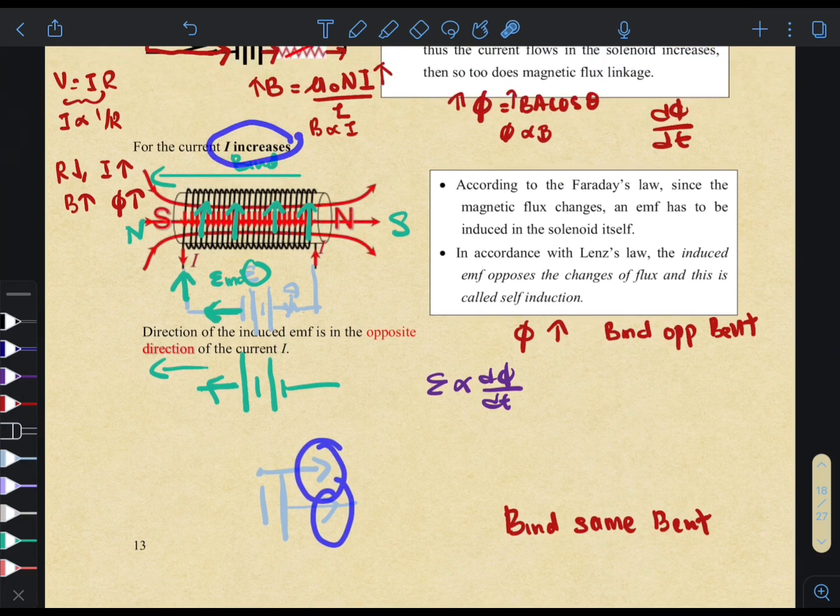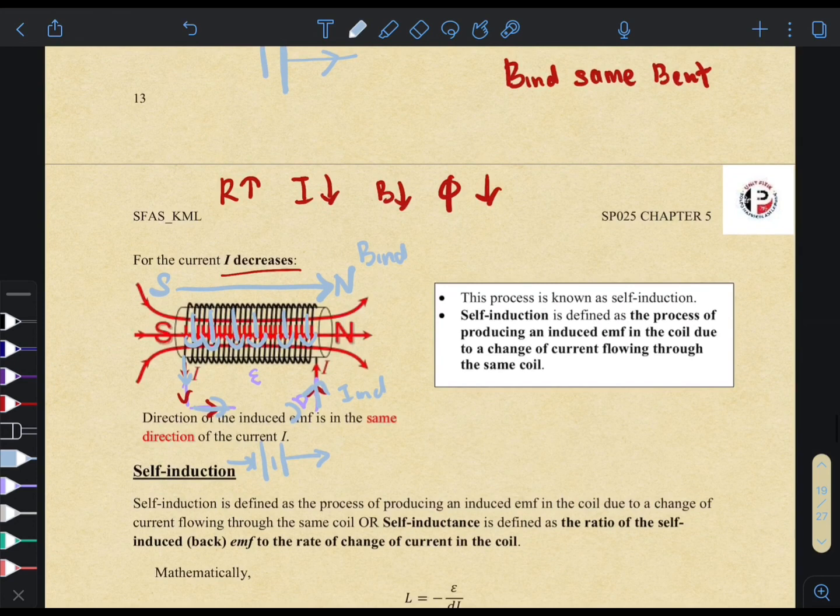So, for the case of I increase, I asal kamu dengan I induce kamu tidak sama arah. Okay, as you can see, kita tengok dekat bahagian depan ni je lah. I asal turun ke bawah, I induce naik ke atas. So, they are opposite to each other. Same goes to your EMF lah. So, bila I dah opposite, EMF akan opposite jugalah dengan I yang asal. Okay, so kita dekat sini akan cakap in terms of induced EMF dengan current yang initial.